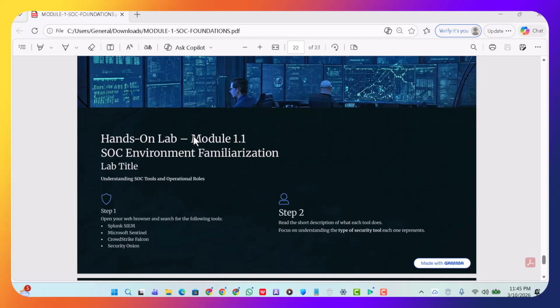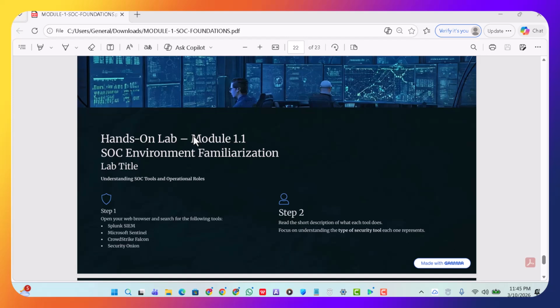Now, in real SOC environments, analysts rely on several tools to monitor security events, detect suspicious activity, investigate potential security incidents, and respond to cyber threats. Okay? By the end of this lab, you should be able to recognize common SOC tools and understand the role each one plays in cybersecurity operations.